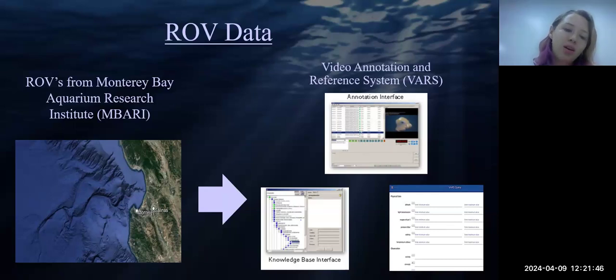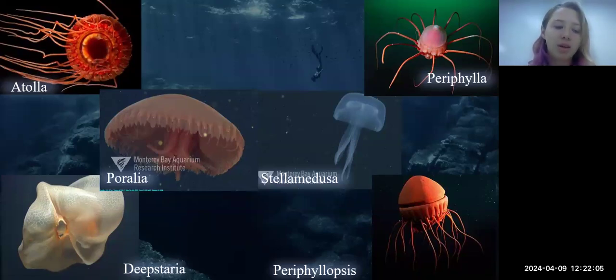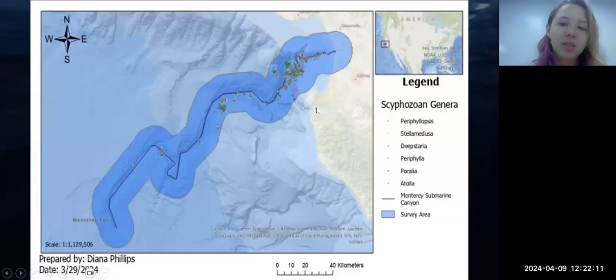So this is just when they're going in the deep sea, they take a snapshot of an organism and they attribute temperature, water quality, all of this stuff to the sighting of the organism. And so I utilized that to identify observations of jellyfish over the course of 20 years. So I selected ones that were found in greater than 150 abundance over the course of 20 years. So we have Atolla, Periphylla, Parrelia, Stellamedusa, Deepstaria, and Paraphyllina.